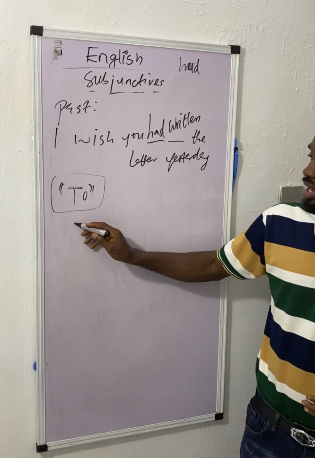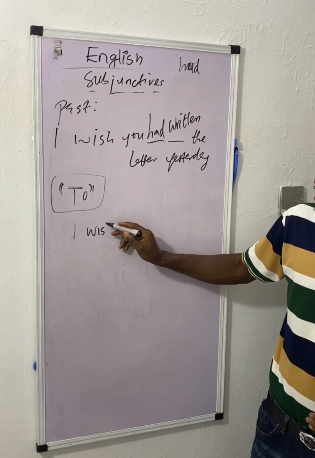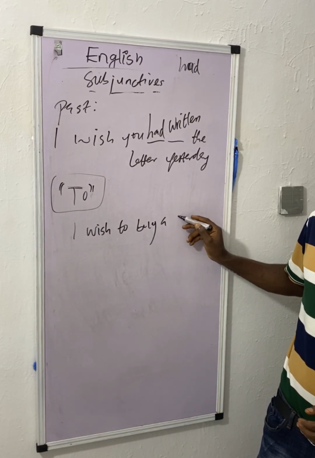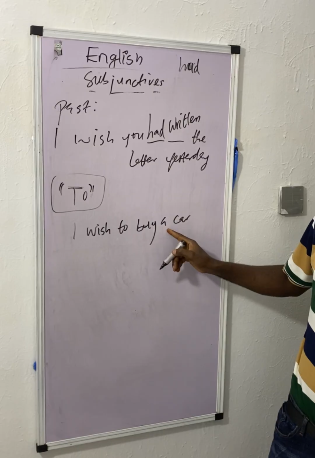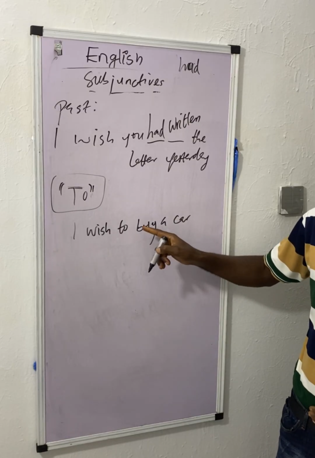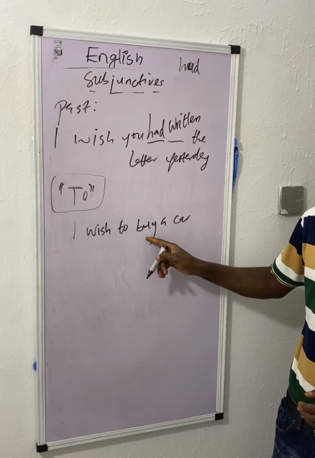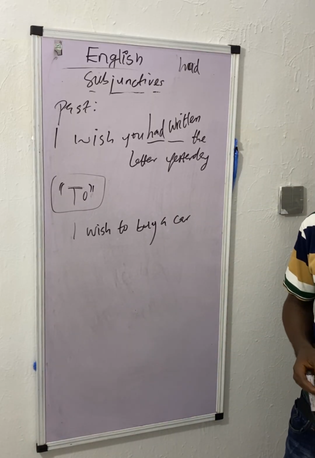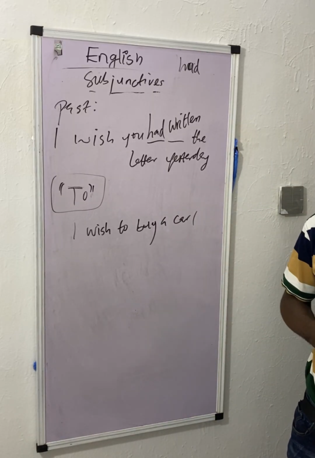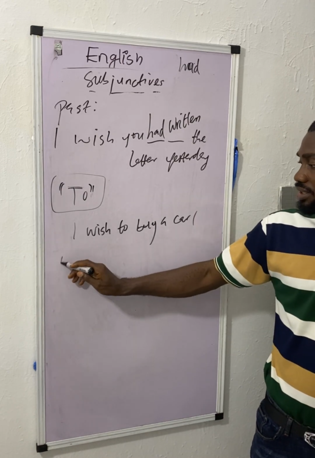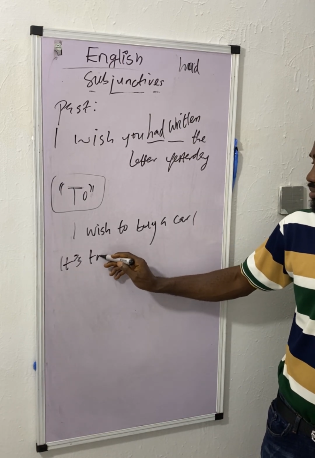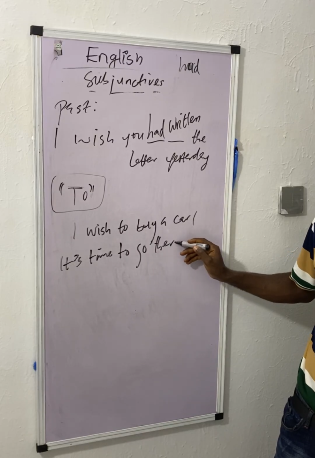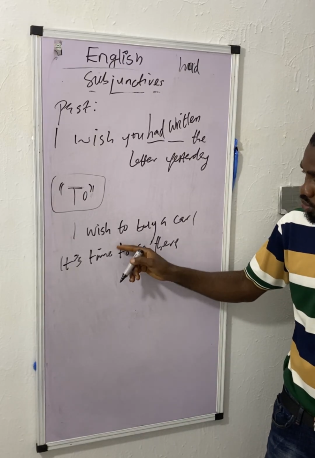It becomes real. For example, I wish to buy a car. This one is no longer a subjunctive. Don't put "I wish to bought a car." No, you use present tense. Another one is real. Another one is it's time to go there. Why not put "it's time to went there"? Because there is "to."